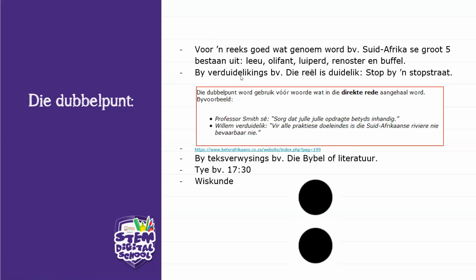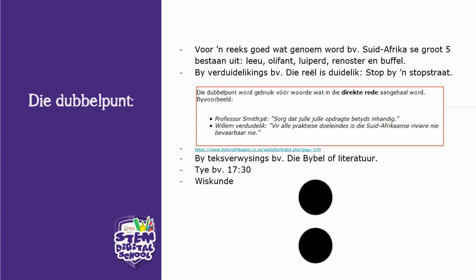And the second one, by verduidelikings, byvoorbeeld, die reël is duidelik, stop by 'n stopstraat. So when I give an explanation and I want to emphasize it also, and I want to draw the reader's attention, then I can use a double punt. The rule is obvious, double punt, stop by 'n stopstraat, stop at a stop sign. You see there. And then 'n example, die dubbelpunt word gebruik voor woorde wat in die direkte rede aangehaal word.